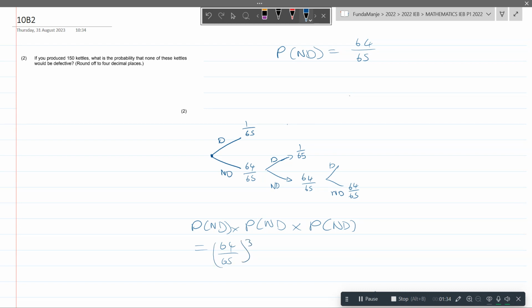So we can generalize this and say the probability that it's not defective for 150 kettles, this is for 3 kettles, will be just 64 over 65 to the power of 150. And they say round off your answer to 4 decimal places. The answer that you get will be 0.0977.